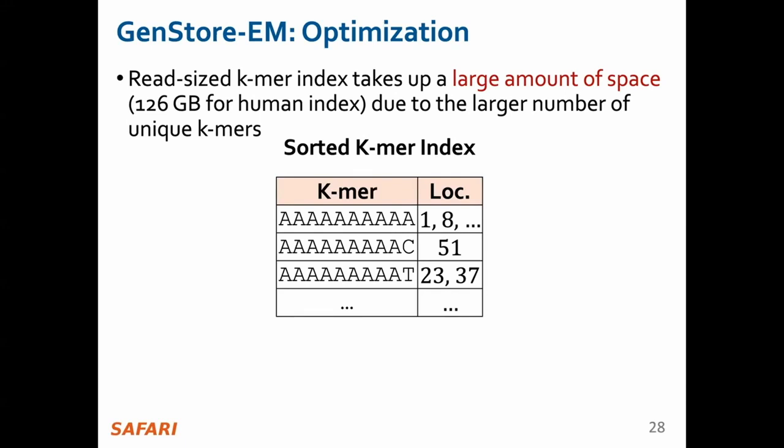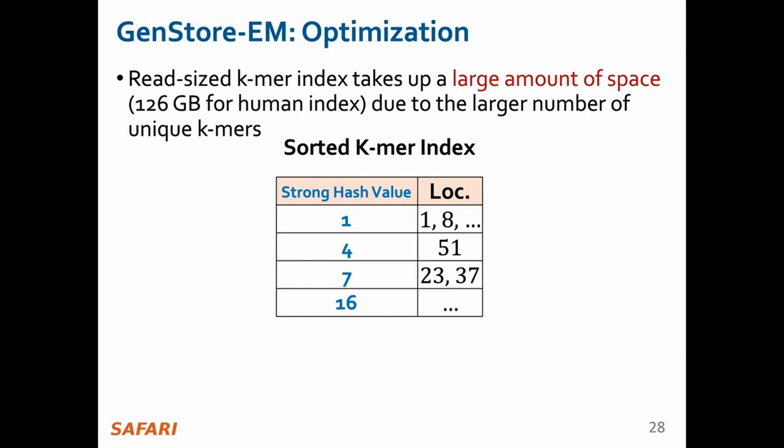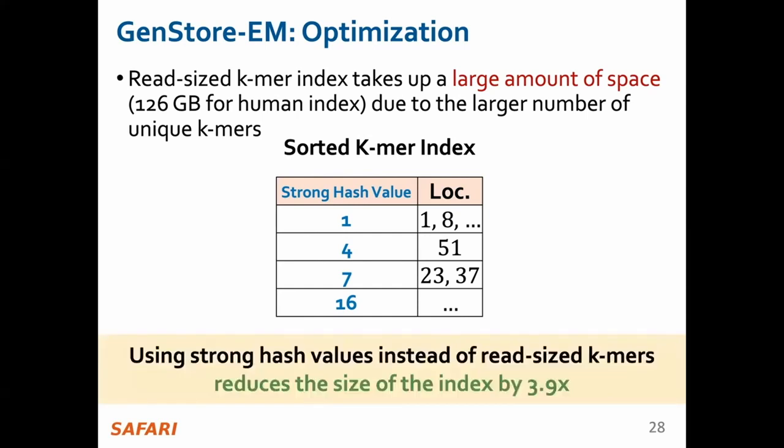Okay, so the size of this table increases because of the unique number of k-length subsequences. And we can't use common techniques to reduce the size of this table, like minimizers. So we reduce the overhead of this table by replacing the read-sized k-mers with a strong hash value of each read that can act as the sorting criterion. Instead of alphabetic sorting, we can now sort with these hash values. And it can also act as the fingerprint of each entry. So we compare the hash value of the k-mers with the hash value of reads to find the matches and mismatches. The use of these strong hash values instead of the larger k-mers reduces the size of the index by 3.9 times.